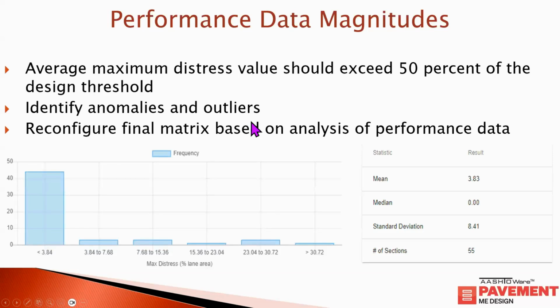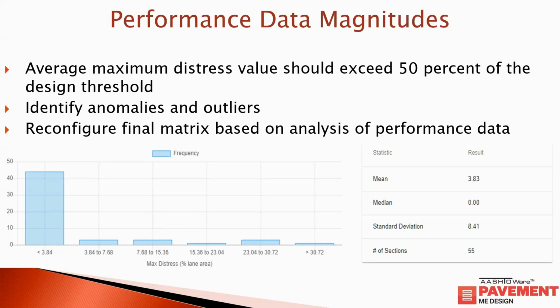And this is showing a bar chart screenshot for the maximum distress. In this case here, our mean, I think this would be fatigue cracking, is 3.83%. I'm guessing the threshold, who knows, might be like 10 or something like that. So in that case, you're not really meeting the minimum 50% criteria, and that's going to happen a lot.